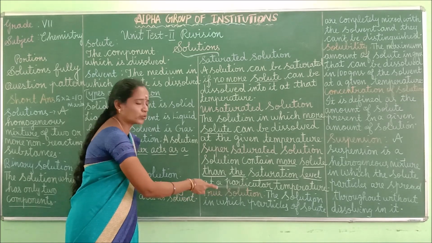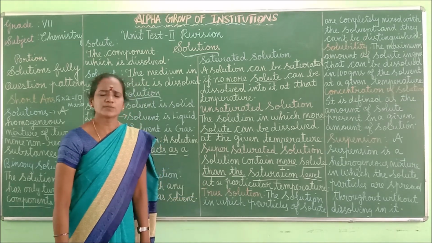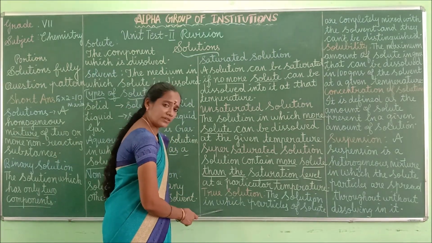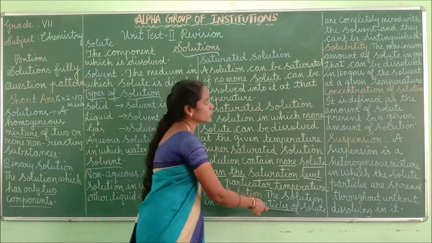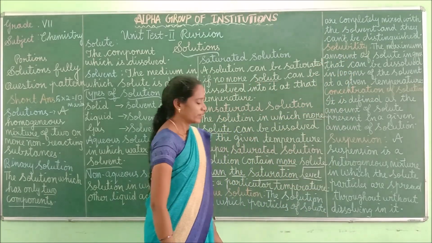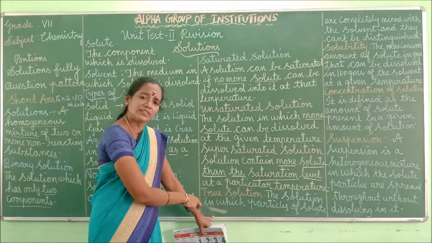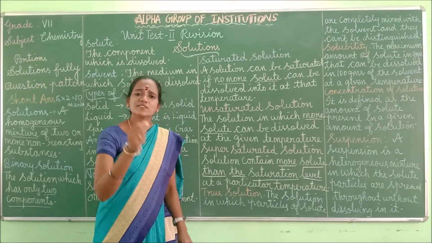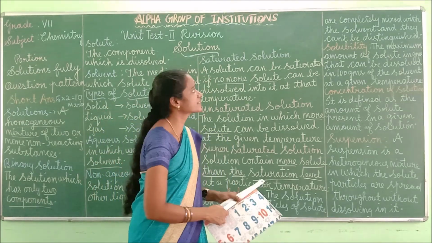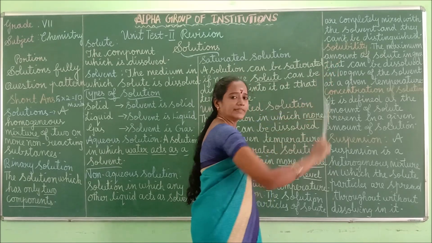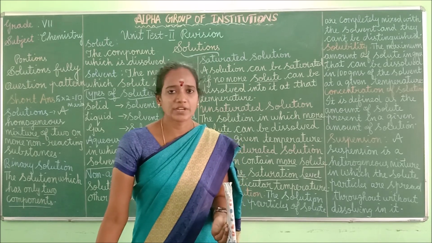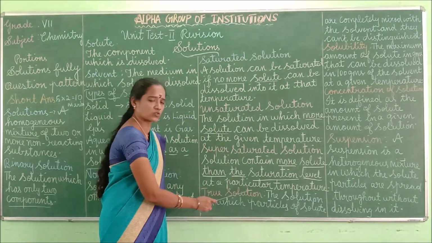So next we can move to true solution. What is meant by true solution? Here the solution in which the particles of solute are completely mixed with the solvent. Here in true solution, the particles of the solute, particles means minute things, isn't it? So those particles are completely mixed with the solvent, and these particles cannot be distinguished from the solvent solution. This is called the true solution.